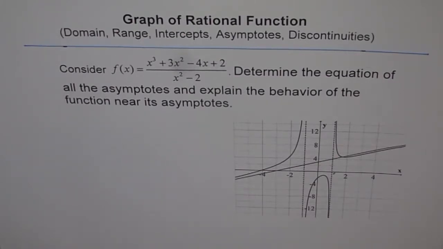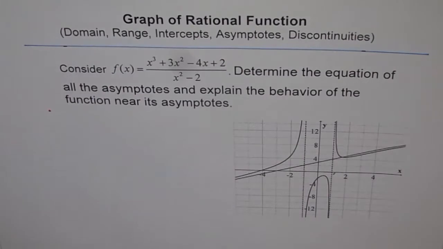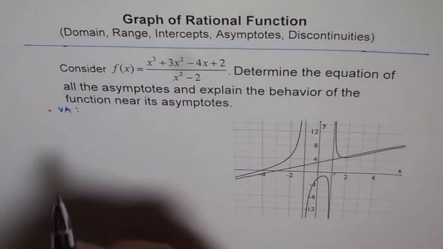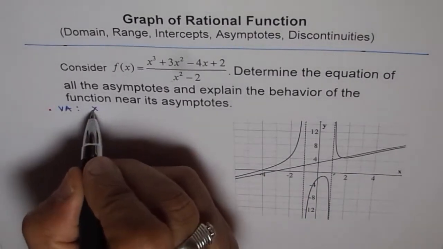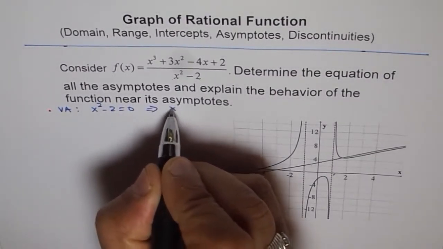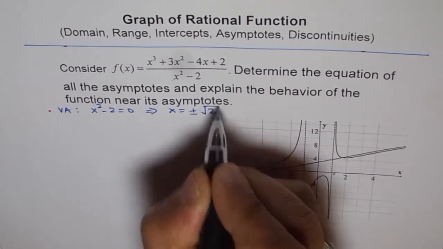Now, how will you find the oblique asymptote? That is the first question. Well, easy part first, we can always find the vertical asymptotes, right? Let's do easy things first. The vertical asymptote is where the denominator is 0. That means x squared minus 2 equals 0, and that means x equals plus and minus square root of 2, right? Perfect.